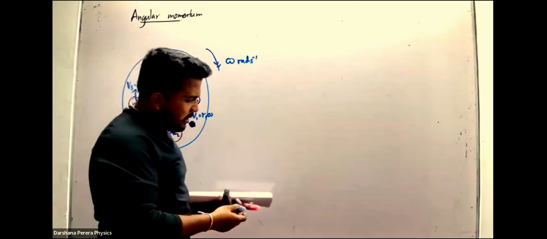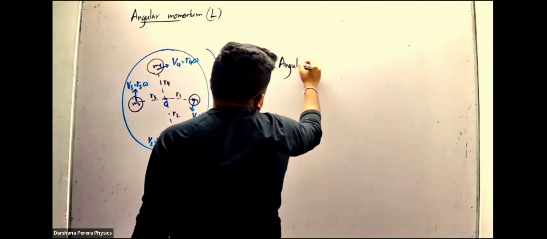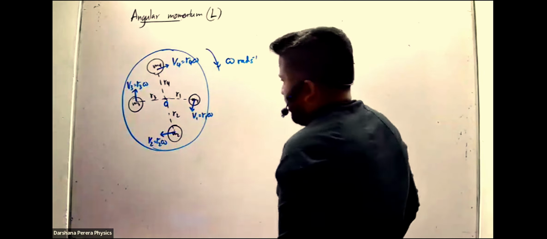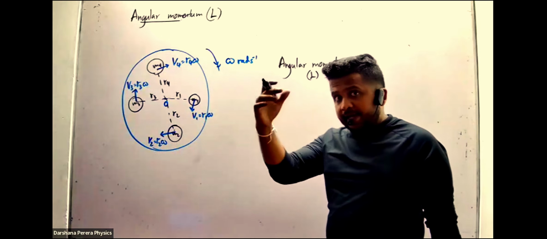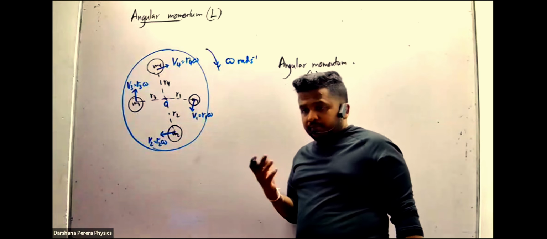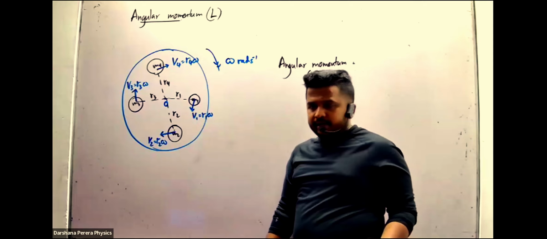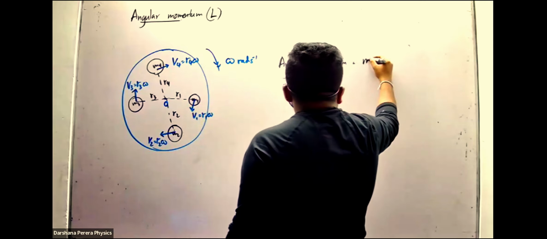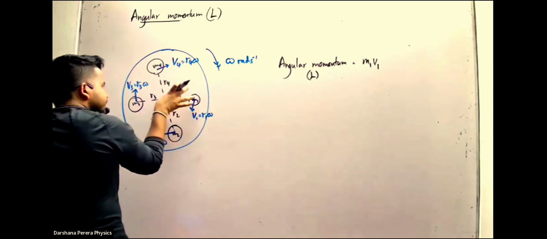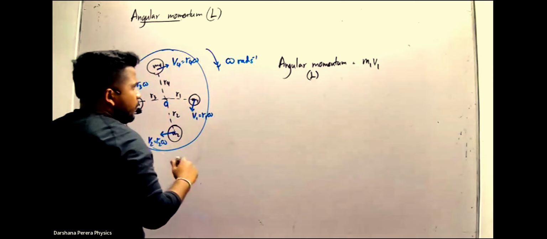There is a definition. The symbol of angular momentum is capital L. Angular momentum L equals the moment of linear momentum of the particles, the summation over the particles. That means, for M1, the momentum is M1 V1 and the distance is R1. Therefore, the moment is M1 V1 into R1.